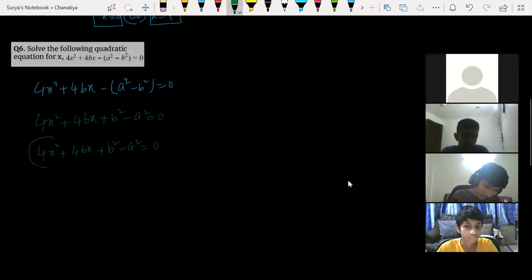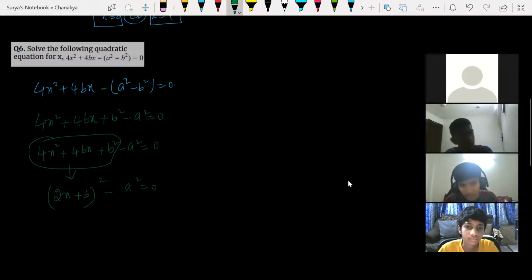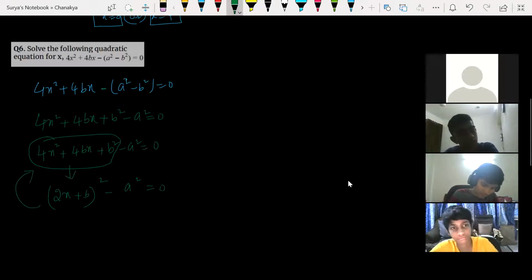So see here, how can I write this entire part? This part can be written as what? Shall I write this part as 2x plus b whole square minus a square is equal to 0? Isn't it, guys? Yes or no? Yes. Why am I writing like that? See, if I extend this again, I'm going to get this one. Yes or no? A plus b whole square format.